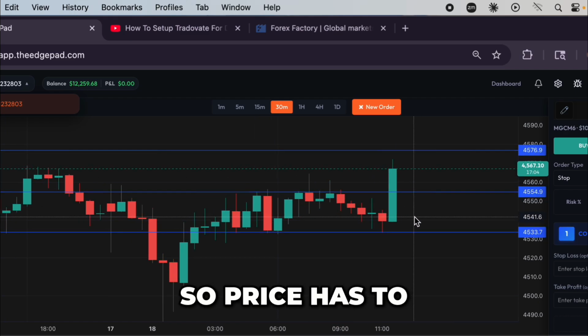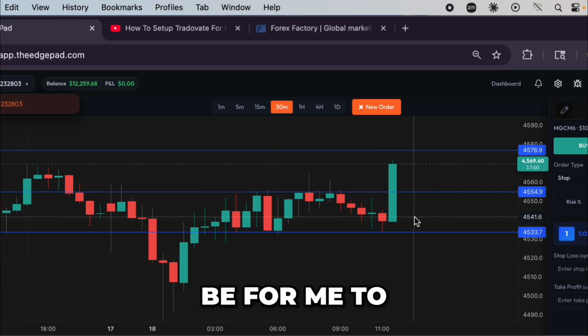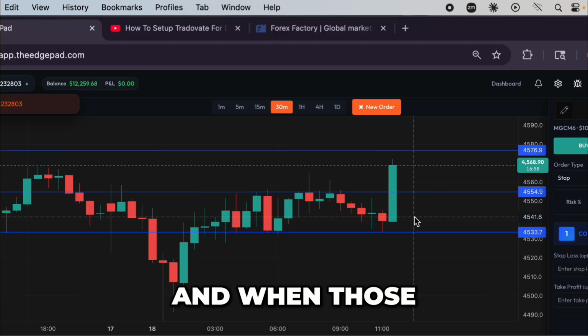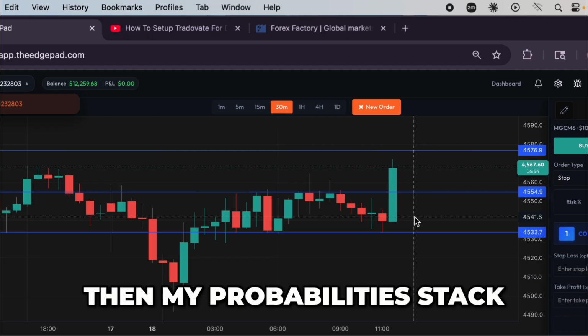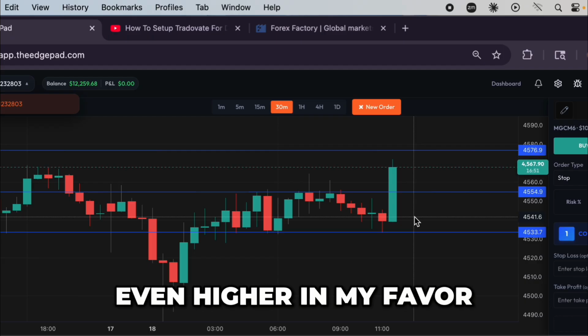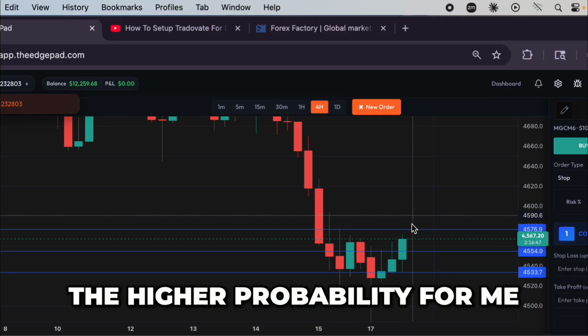So price has to form on the lower time frames to match what the higher time frame is going to be for me to have higher probability. And when my higher time frames stack up with my lower time frames, then my probabilities stack even higher in my favor. So if I were to just take this on the 4-hour, why doesn't it have the higher probability for me?